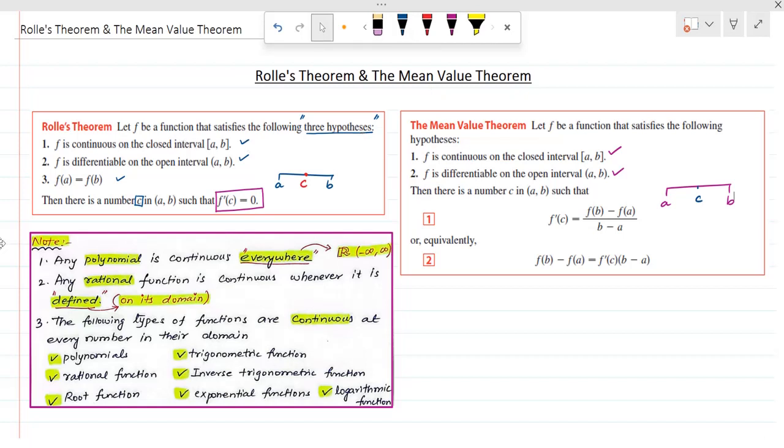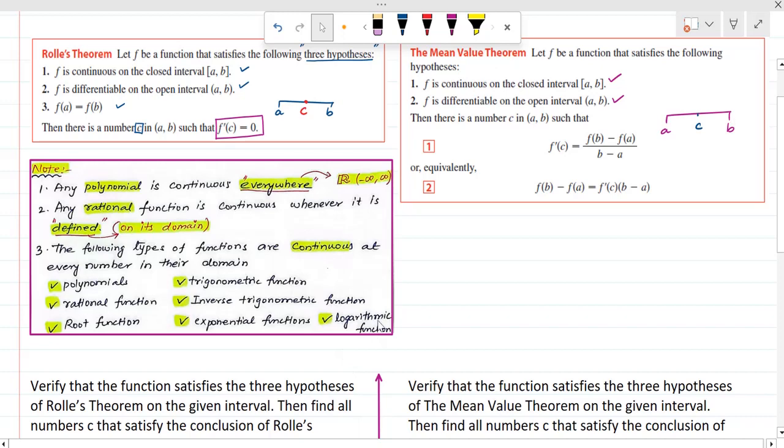Before going to this, as we know, a polynomial is continuous everywhere, throughout the real line. A rational function is continuous in its own domain, where it is defined. So all the different types of functions, polynomial, rational, root function, trigonometric, inverse trigonometric, exponential, and logarithmic, are continuous in their own domain.